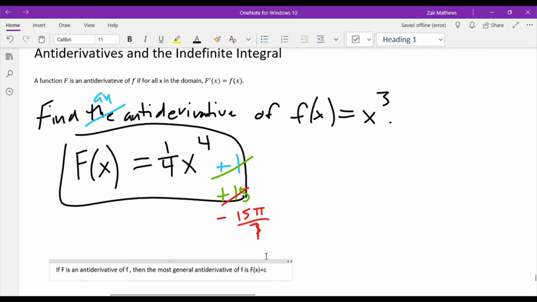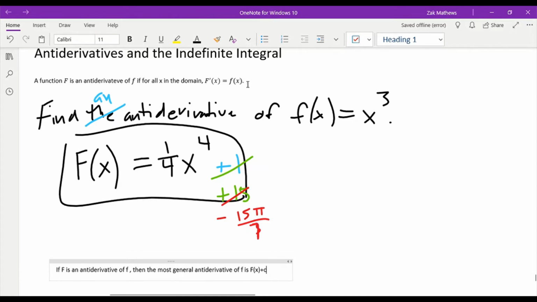It's just representing this idea right here that there are any number of constants that we could add and we get back to that same original function. So if we have an antiderivative, there's any number of ways we could write it because these constants could be anything. So to get the most general, we're just going to represent that constant with that letter c.